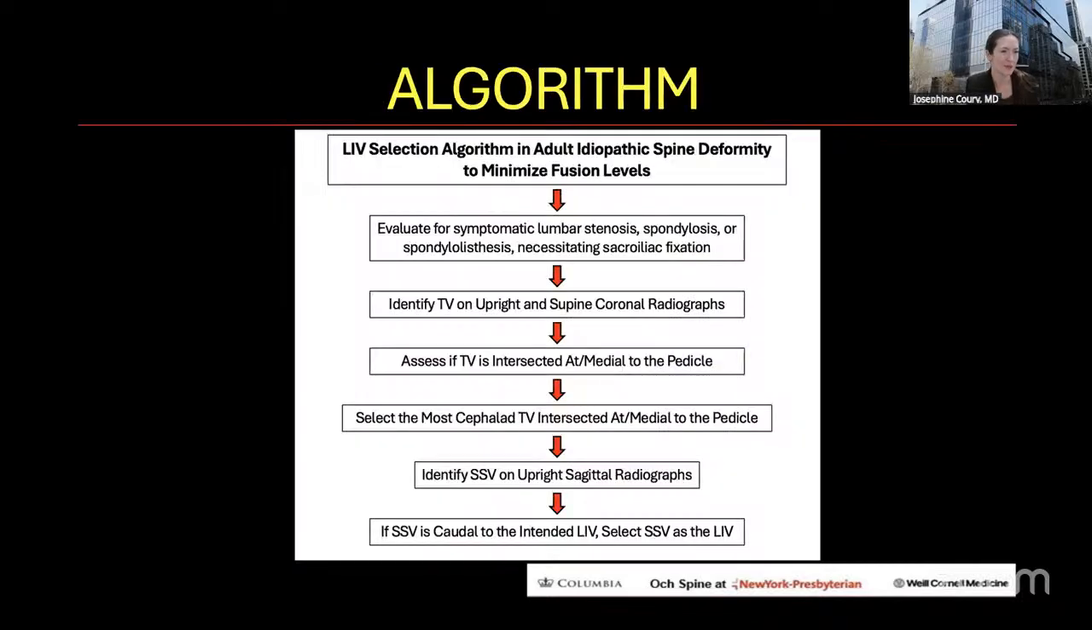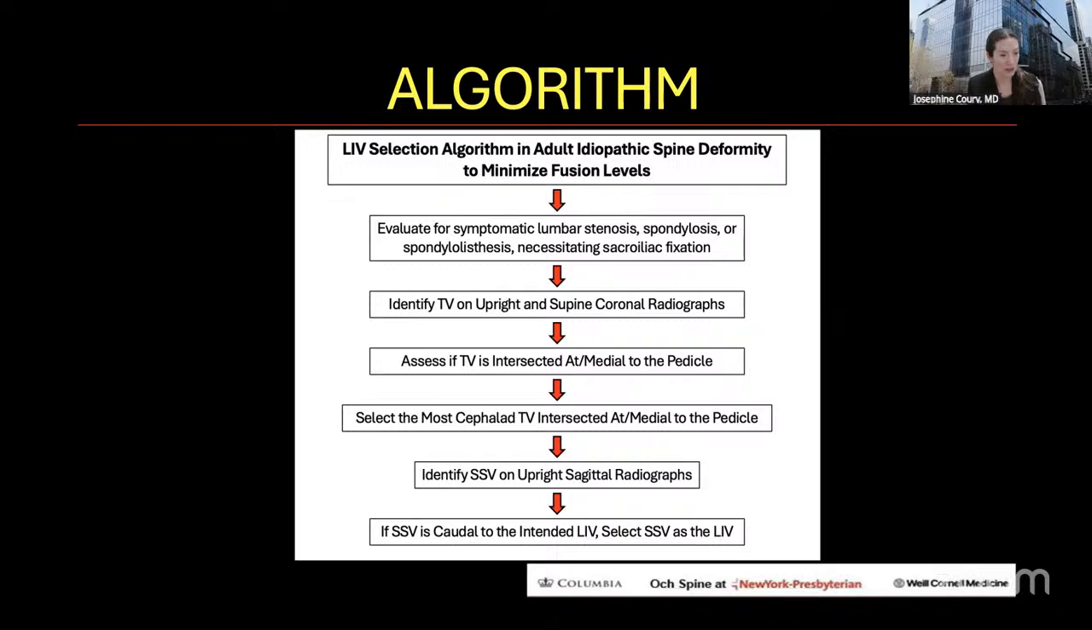So this is an algorithm that we created and is in the article that we're publishing. Of course, if a patient has symptomatic lumbar spinal stenosis, significant facet arthritis and spondylosis, spondylolisthesis, or sacroiliac dysfunction, they're going to need pelvic fixation. They'll need fixation to the sacrum and ilium for their fusion construct. So those patients, with a symptomatic lumbar spine, are not even a part of this study.